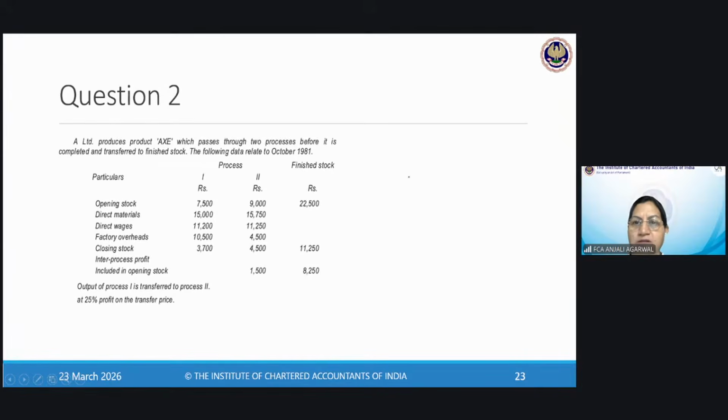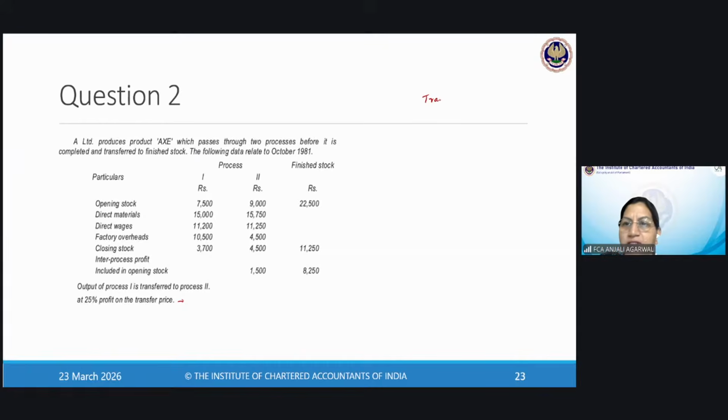Last in the process account is inter-process profits. So what happens when there are inter-process profits? Instead of transferring the output of process 1 to process 2 at cost, process 1 would want to charge some profit. So the output of process 1 is transferred to process 2 at 25% profit on transfer price.